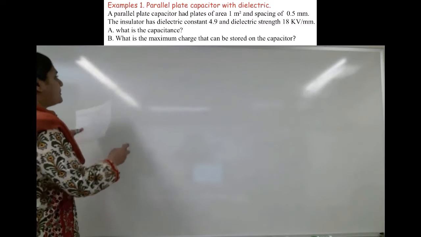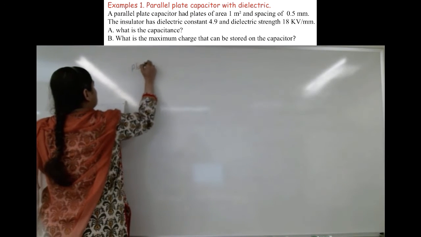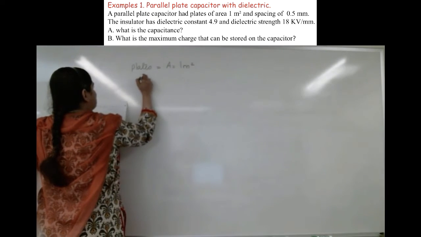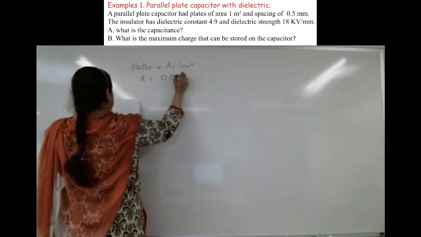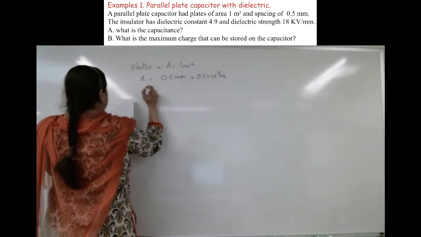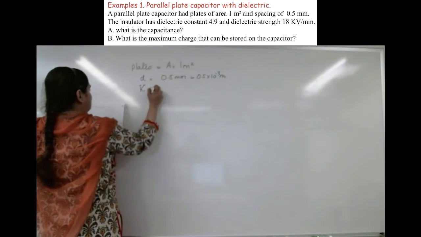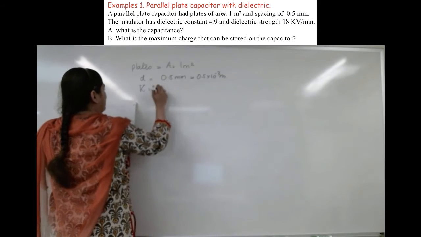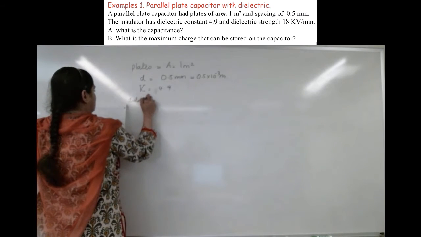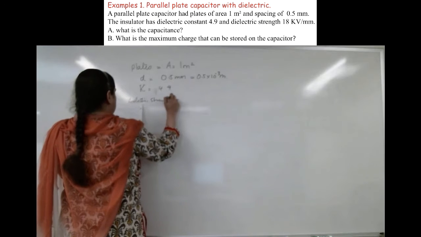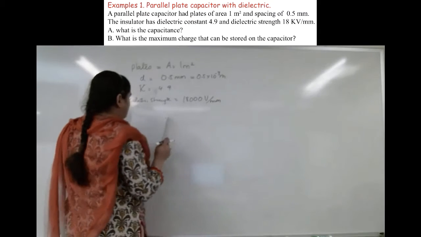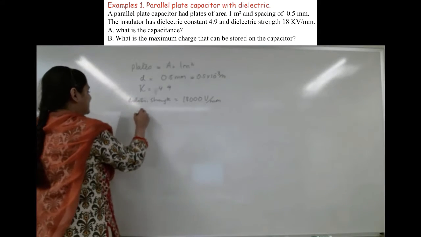So in this question, we are given that the plates have an area of 1 meter squared, and the spacing d is 0.5 millimeters, which equals 0.5 times 10 to the minus 3 meters. And we know that the dielectric constant K is equal to 4.9, and it says the dielectric strength is 18,000 volts per millimeter. Okay, then it's asking me what is the capacitance.